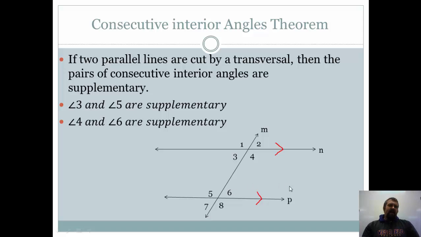With all these, I'm fine with you abbreviating the first part, but you still have to write out theorem or postulate. So if you would, for instance, write out the corresponding angles postulate, I'm fine with CA postulate. If you are going to be using the alternate interior angles theorem, AIA theorem. If you're using the alternate exterior angles theorem, AEA theorem. And if you're using the consecutive interior angles theorem, CIA theorem.